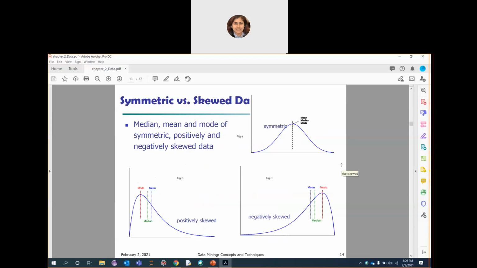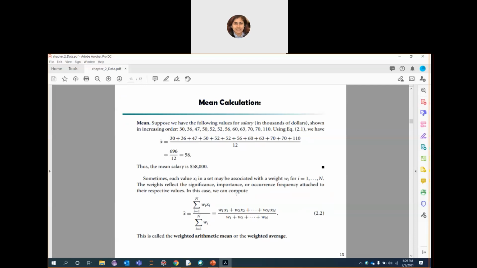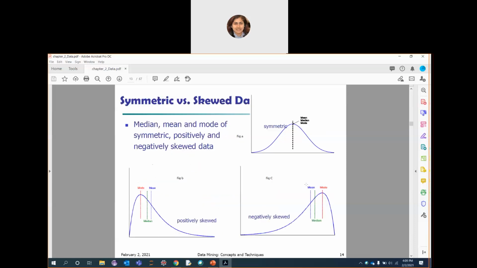Then symmetric versus skewed data. What is this? If you refer to the previous example, we can see that the mid-range of the data will be the first value plus the last value divided by 2, which will come to around 70. So first, let's say you find out the median. There are different pictures here available to you: symmetric, positively skewed, negatively skewed.